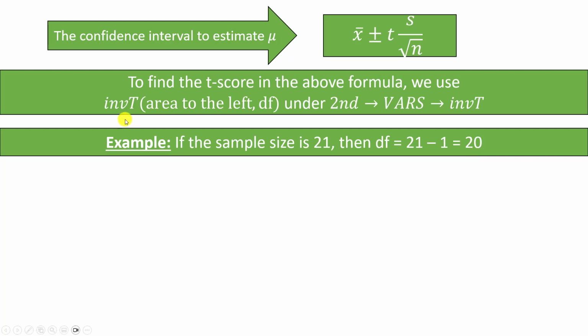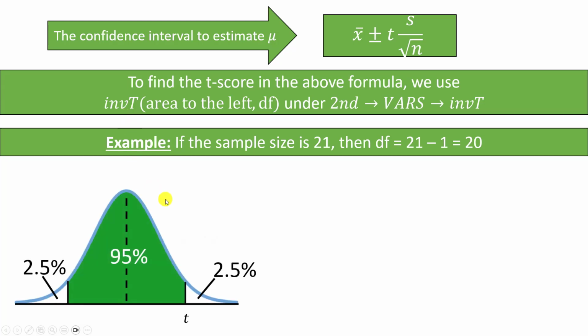To use inverse t, you should always draw a picture of the t distribution. Here's what that might look like. If we have a 95% confidence interval, that's kind of like having 95% in the middle of our distribution. Since the entire distribution has to add up to 100%, that leaves us with 2.5% in each of the two tails, so that we have 95 plus 2.5 plus 2.5, which is equal to 100%.